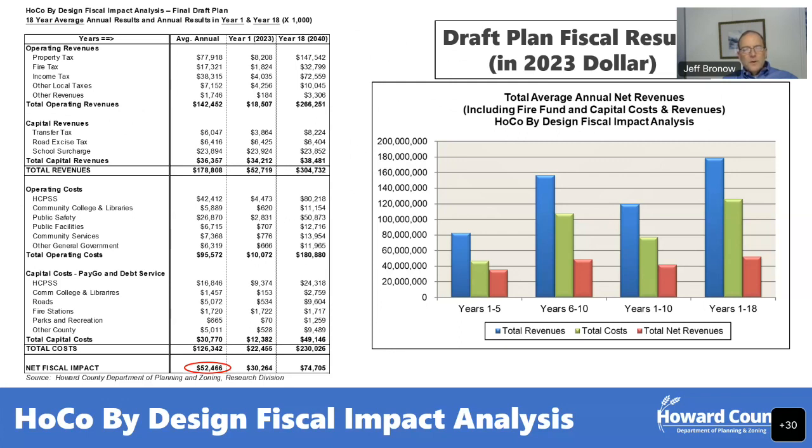So basically the new growth is generating more in revenues than expenditures, which has been the trend in Howard County and other counties in Maryland, as I explained before, in general. So for the HOCO by Design scenario, it's $52.5 million. The first year generates a net surplus of $30 million, and then in year 18, it grows to $74.7 million.